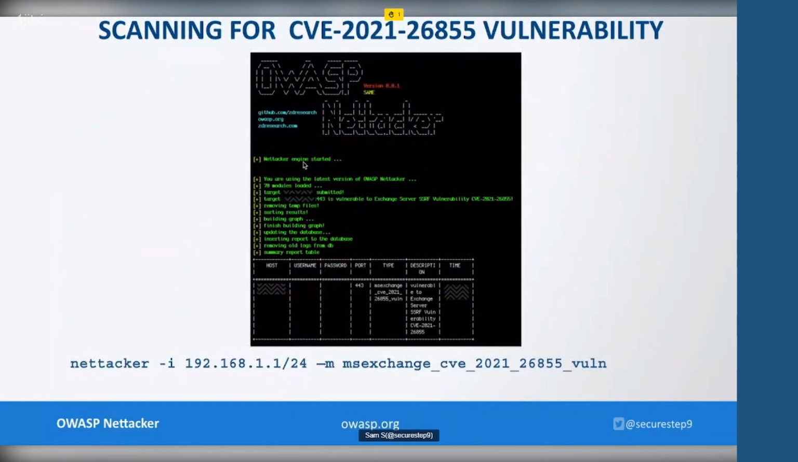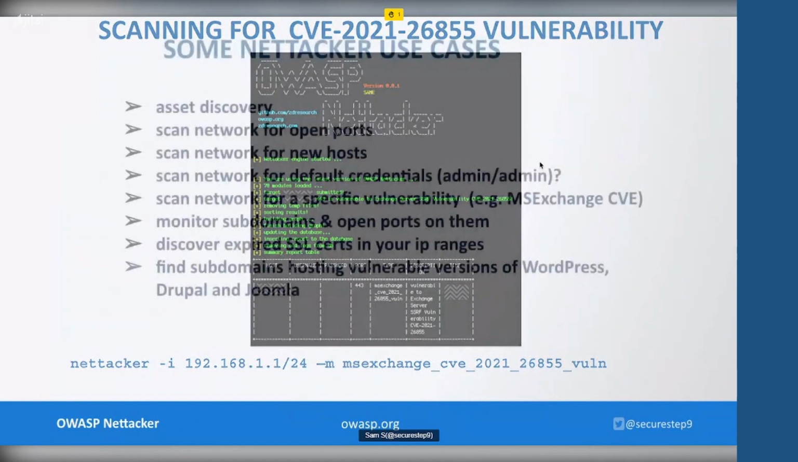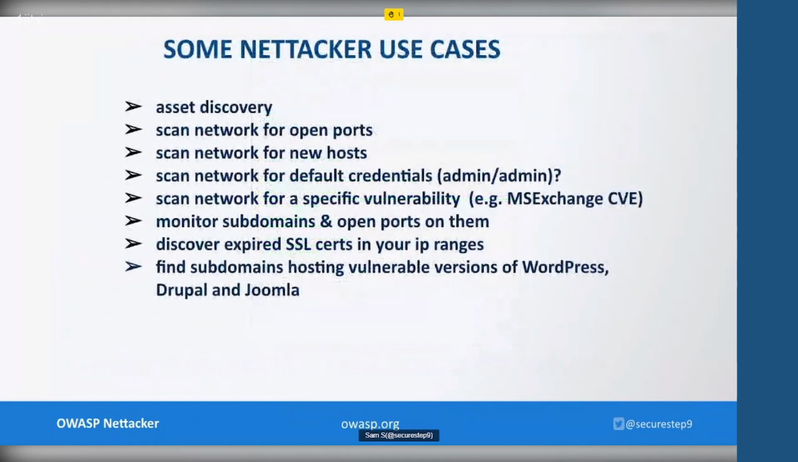And if you wish to scan for this vulnerability yourself, again, you would just define a subnet that you want to scan and use MS Exchange CVE-2021-26855 vuln as a module. So this was very easy. You just define the target, what you want to scan, and the vulnerability, and you can scan tens of thousands of IP addresses for this particular vulnerability.